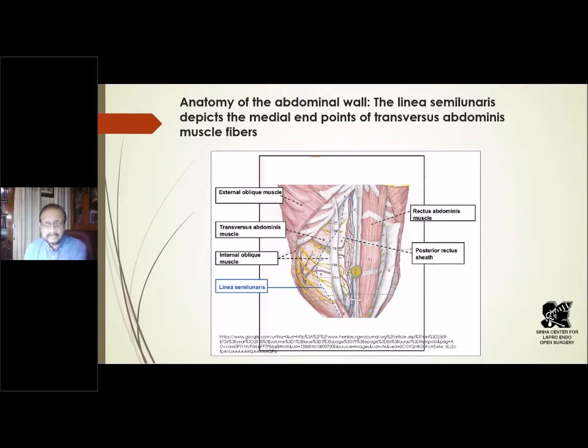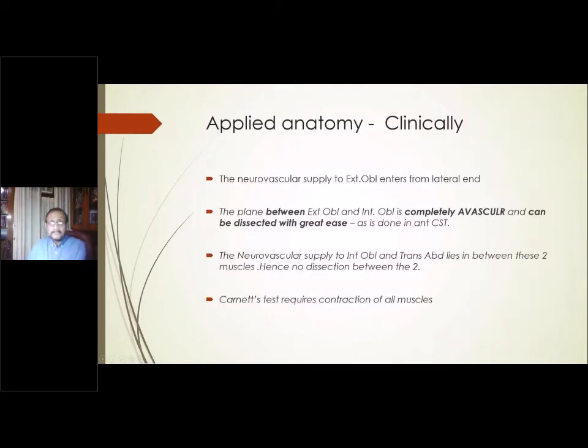So this is how it looks like, right? This figure is very important. Here you can easily see the vessels running out. So if you look at the applied anatomy, I just now told you, the plane between the external oblique and internal oblique is completely avascular and can be dissected with great ease, right? I just now told you that. And because vessels run in between internal oblique and transversus abdominis, you cannot do that there, right?